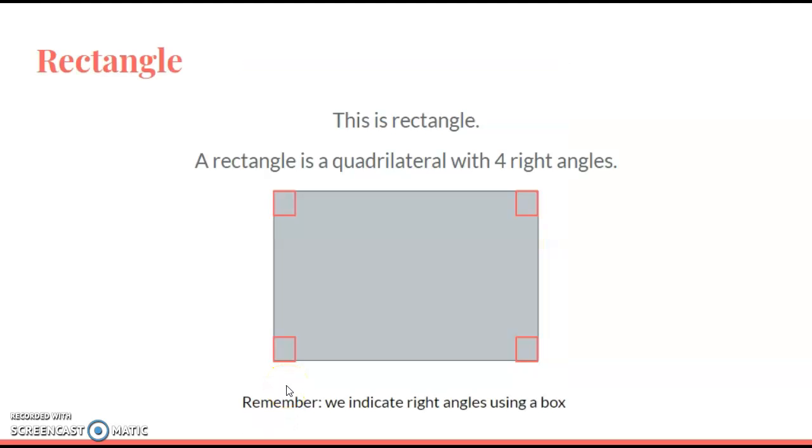You've seen a rectangle before. This is a rectangle right here. It's a quadrilateral with 4 right angles. Here they are: 1, 2, 3, 4. Remember, we indicate that these are right angles with this box.